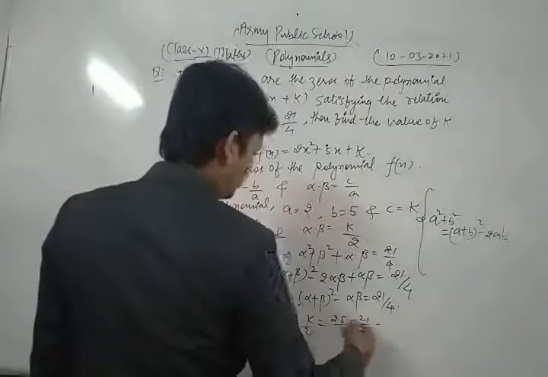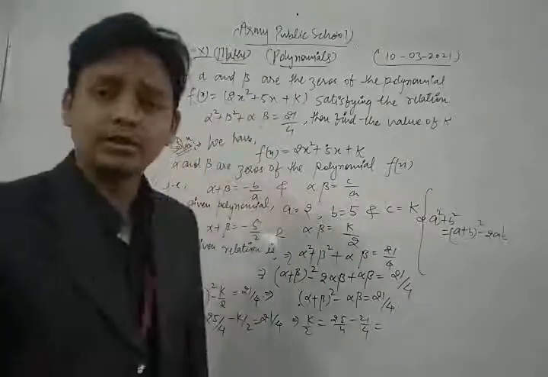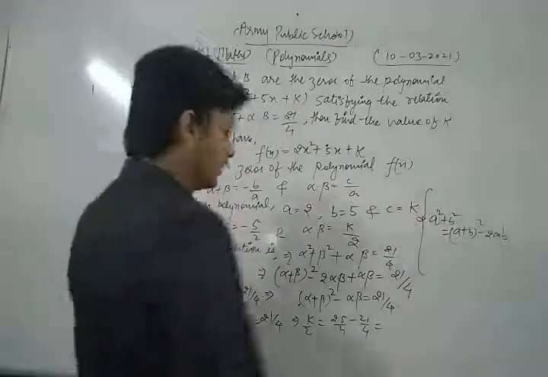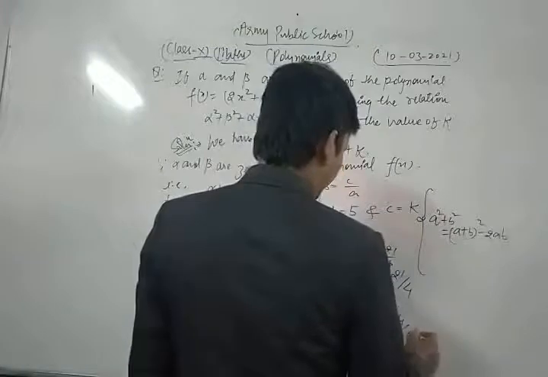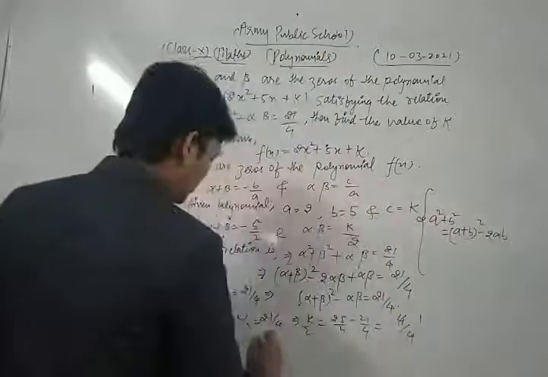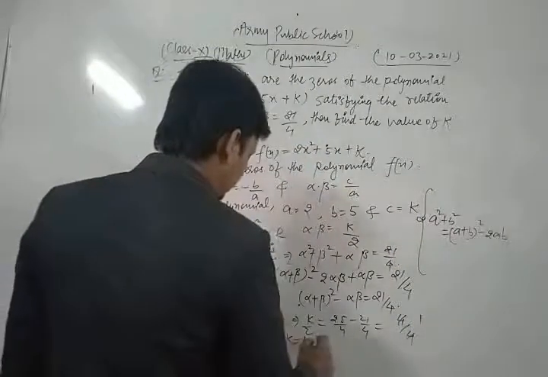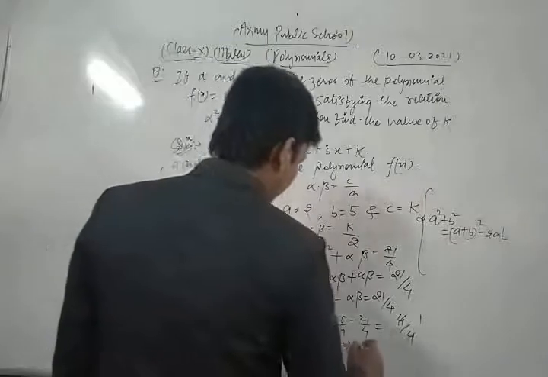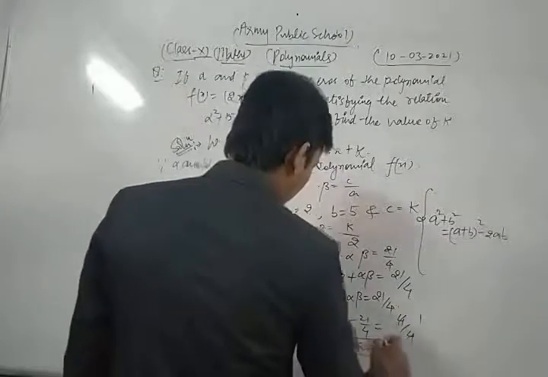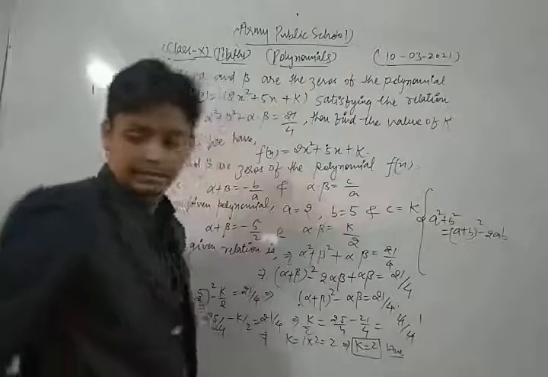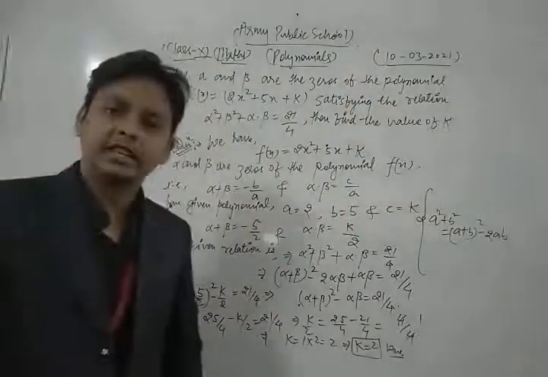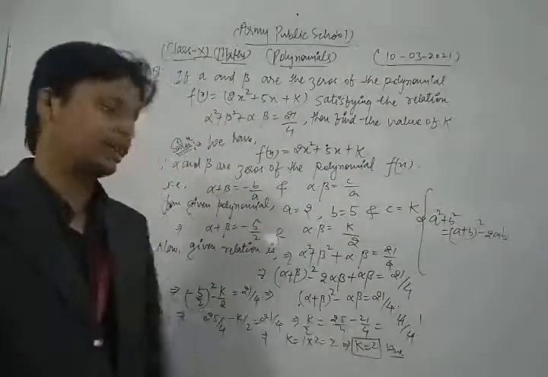Now we take 25 minus 21, that is 4 upon 4. This is 4 upon 4, 4 cancels to 1. Thus the value of k is equal to 1 into 2, that is 2. Thus in this way we find the value of k as what? 2.